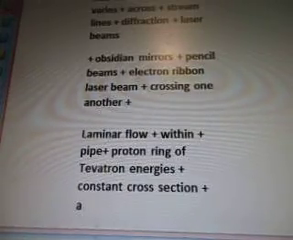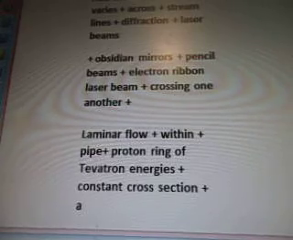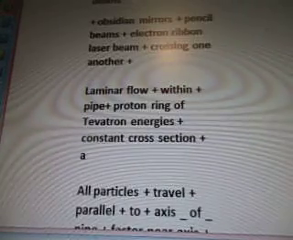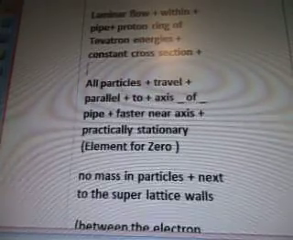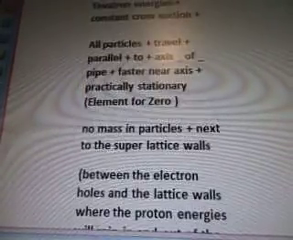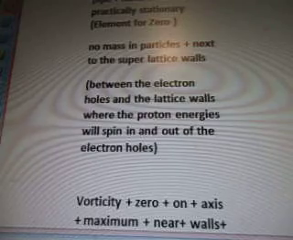Obsidian mirrors, pencil beams, electron ribbon laser beam crossing one another. Laminar flow within pipe, proton ring of Tevatron energies in constant cross section. All particles travel parallel to axis of pipe, faster near axis, practically stationary element for 0. No mass in particles next to the superlattice walls. Between the electron holes and the lattice walls, where the proton energies will spin in and out of the electron holes.